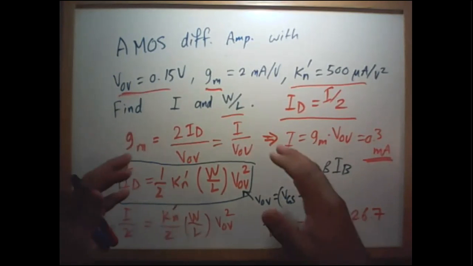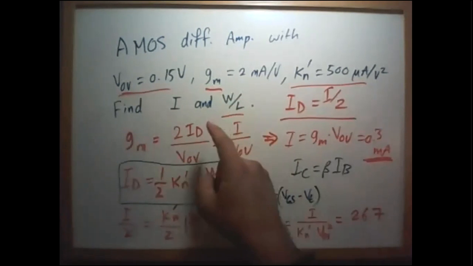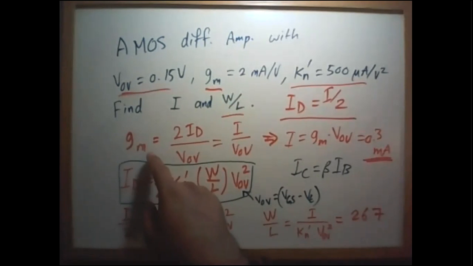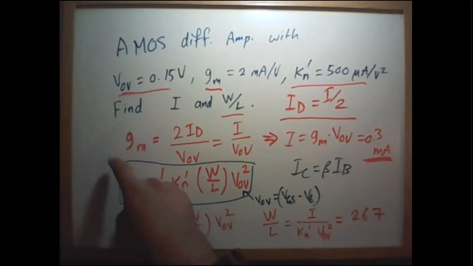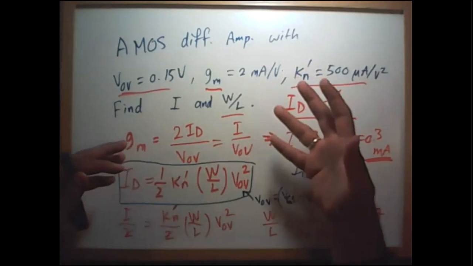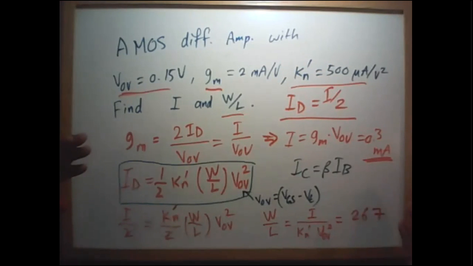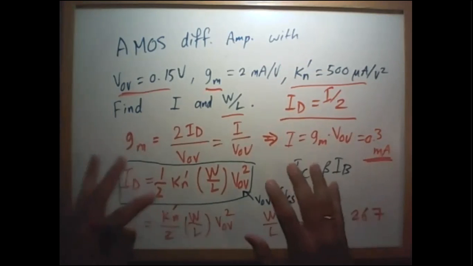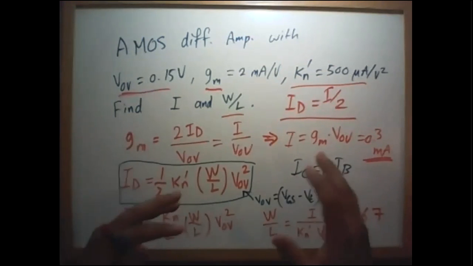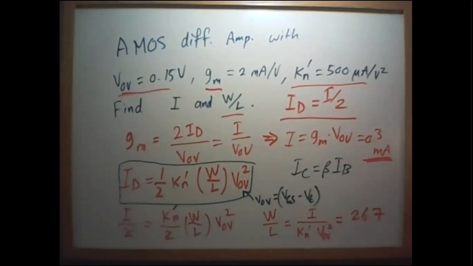And we can play with this. For example, I can not give you GM directly, and I can give you the gain. The gain is GM times RD, right? If you know RD and if you know the gain, you can find GM, and you can use GM to find I and so on. So we can use the other equations to manipulate the problem. Any questions?